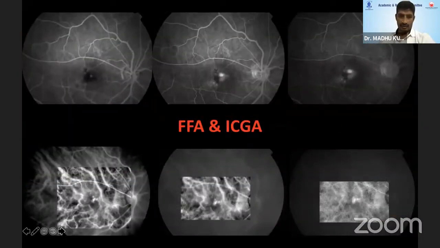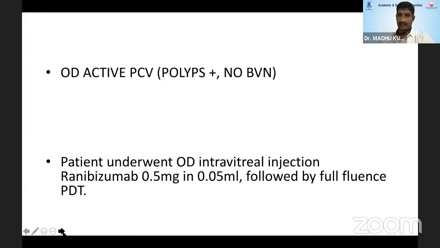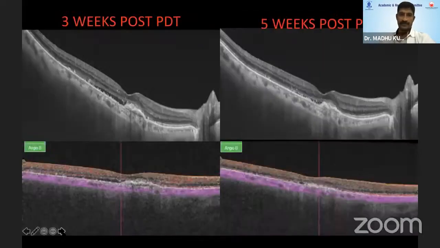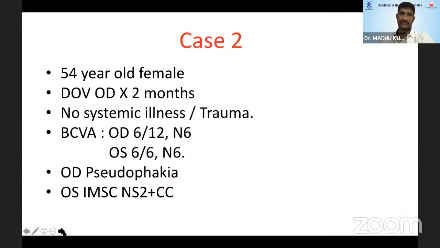FFA and ICGA showed polyps, but no BVN. The patient underwent intravitreal injection of ranibizumab followed by full-fluence PDT. Now the SHRM almost comes down with a good response. Just 2 more slides.